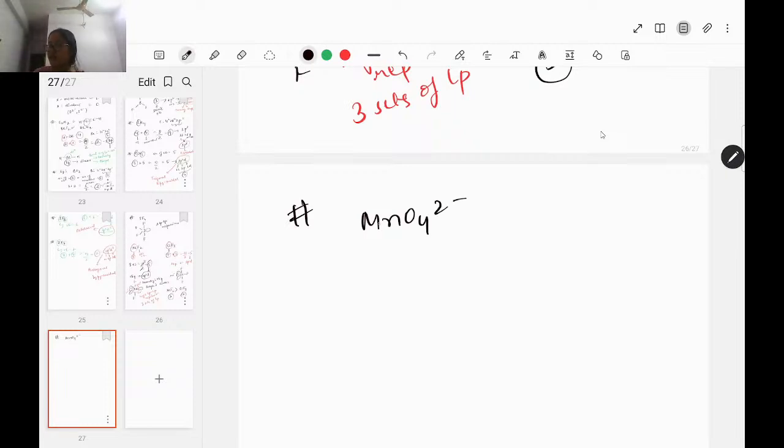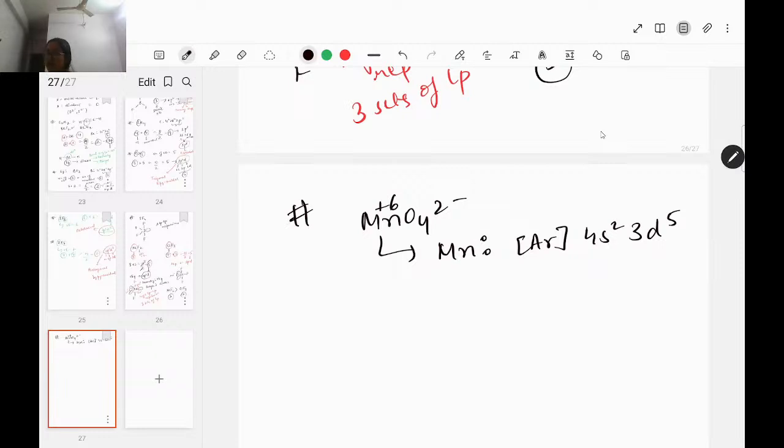Manganese. What is the electronic configuration of manganese? The electronic configuration of manganese is argon, then we have 4s2, then we have 3d5. This is for pure manganese. Now the oxidation state of manganese over here, if you are able to find out, it is 4 O's are 8, plus 6. The oxidation state of manganese over here is plus 6.